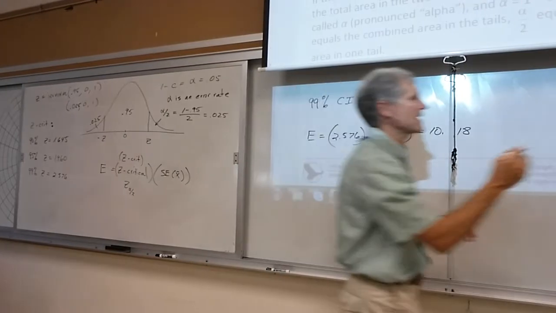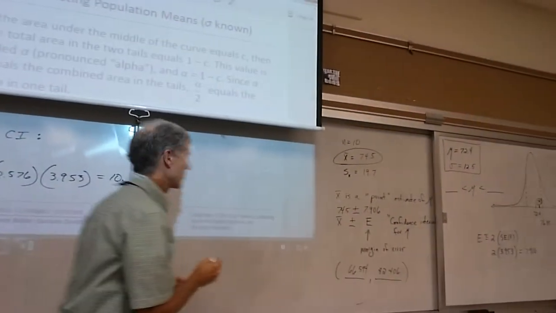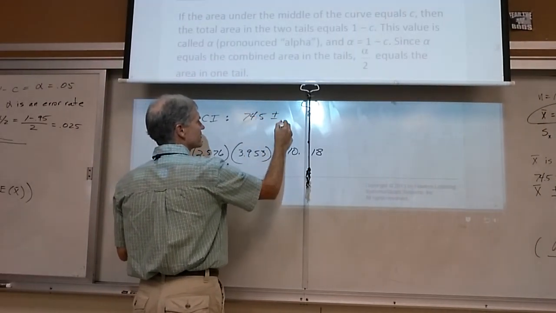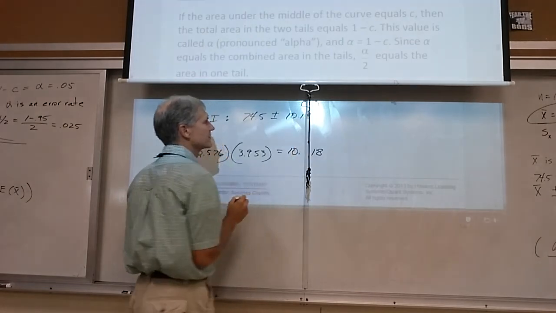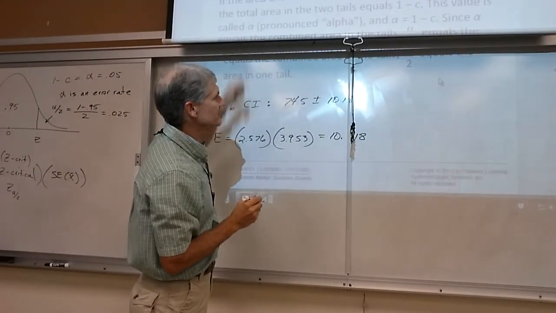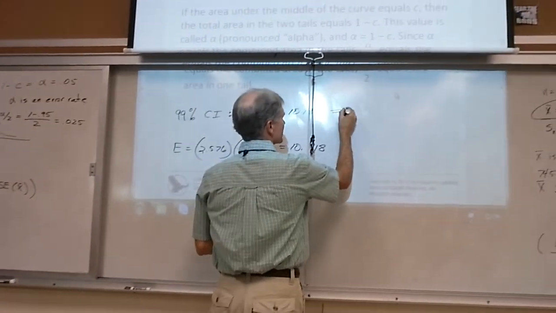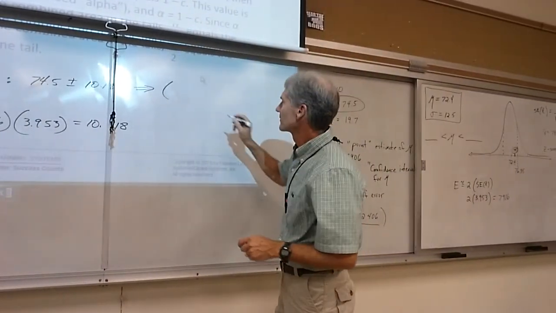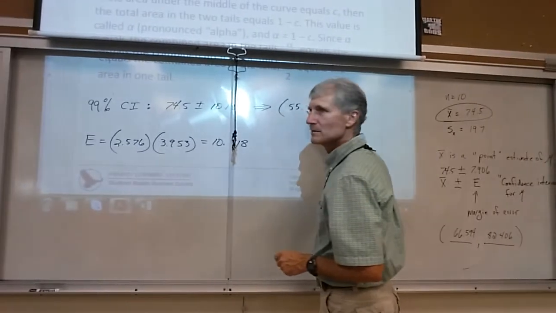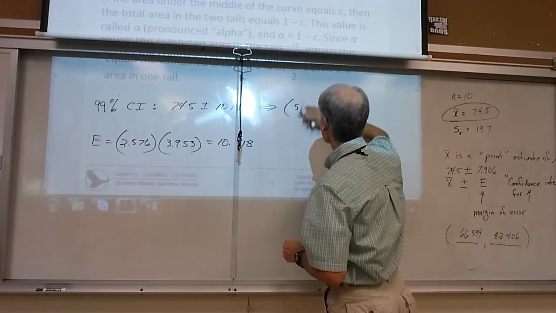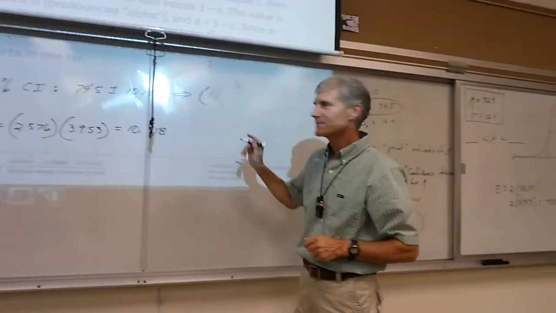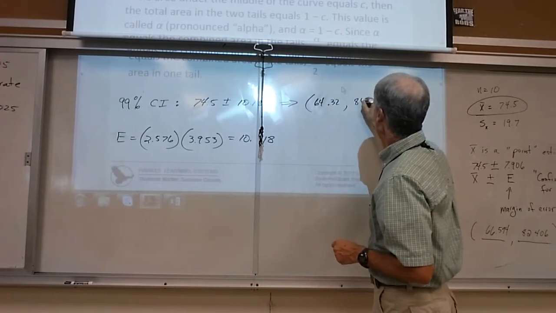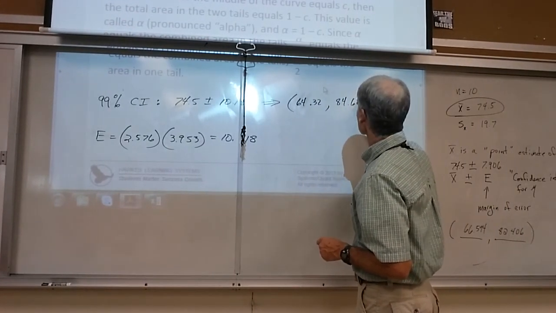So our sample mean was 74.5. So we have 74.5 plus or minus 10.18. Okay? And that gives me an interval, if I put it in interval notation, of 55 point something. What is it? 64.32. Oh, I'm sorry. I was remembering last hour's. They had a different mean. What is it? 64.32. 84 point what? 68. Okay?